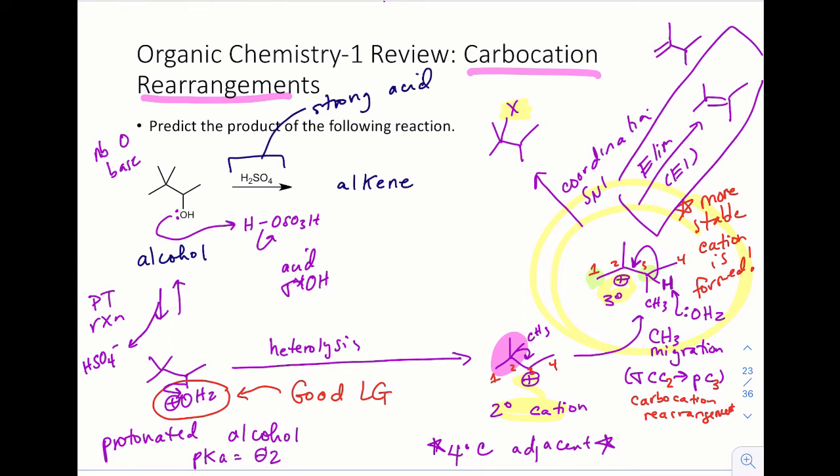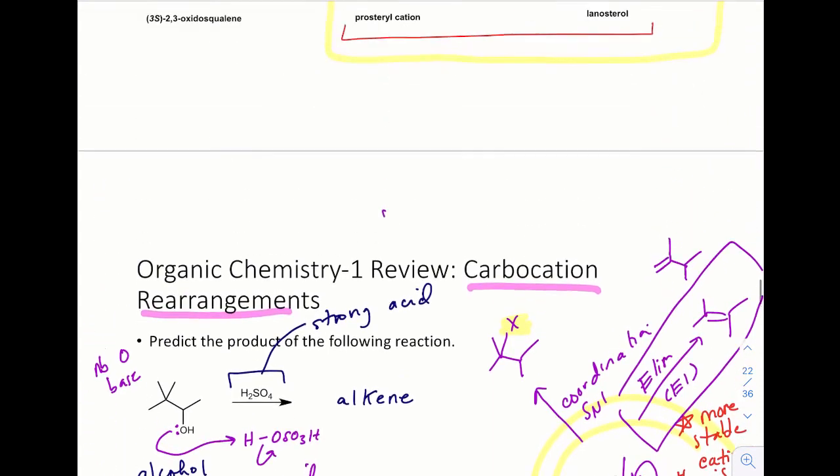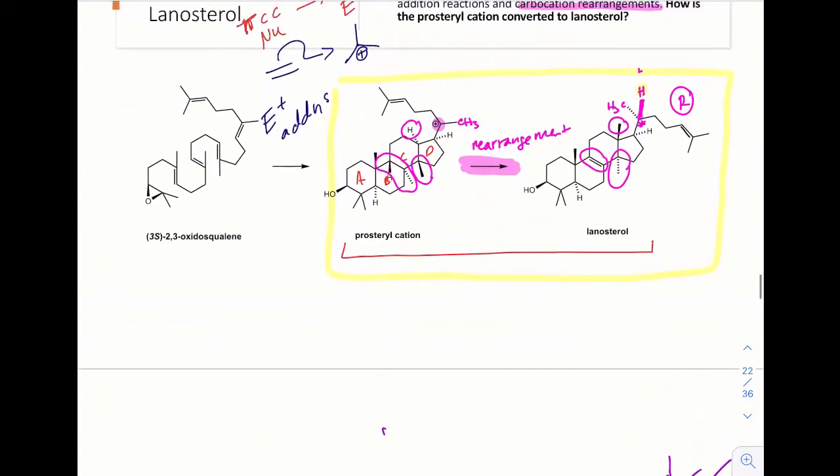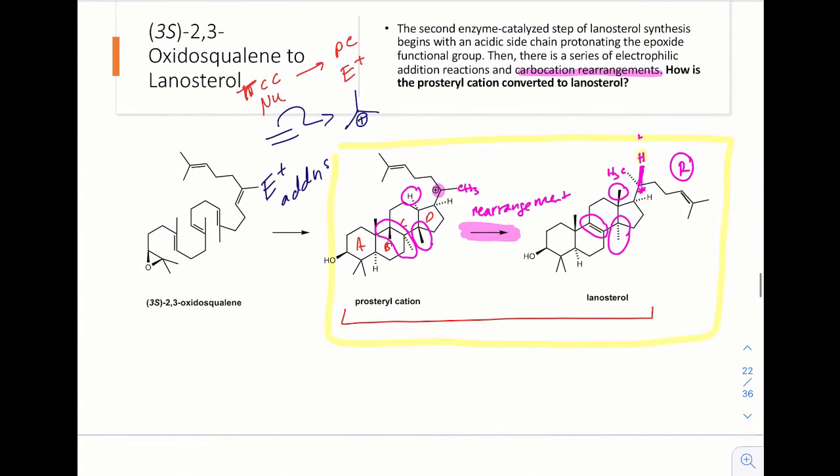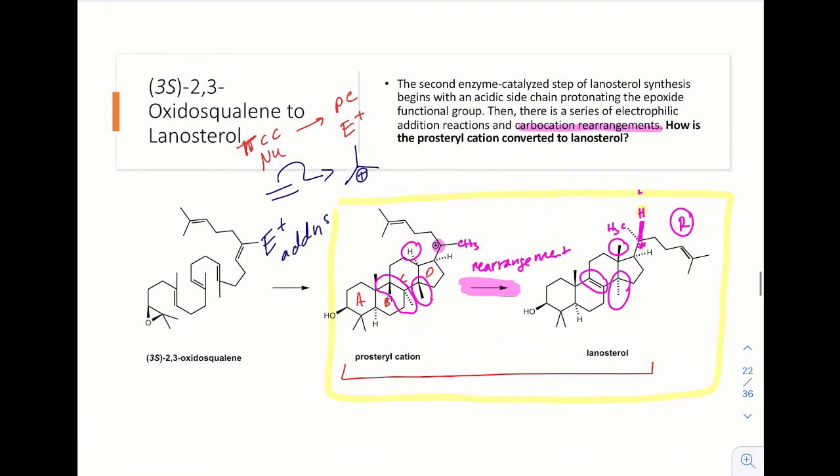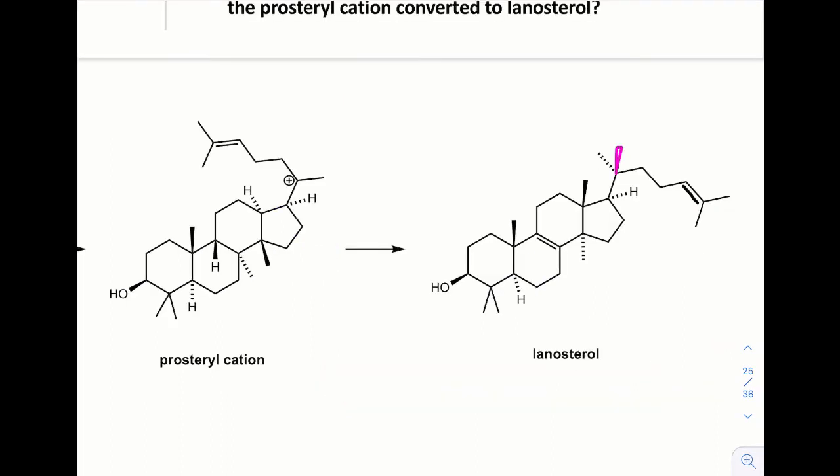But let's get back to our problem. All right, let's get back to our problem at hand. So we have the protosteryl cation being converted into lanosterol. All right, there is this hydrogen. Where do you think that hydrogen comes from? Yes, it's this one. So this hydrogen migrates over, okay?